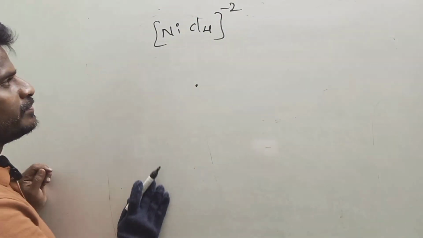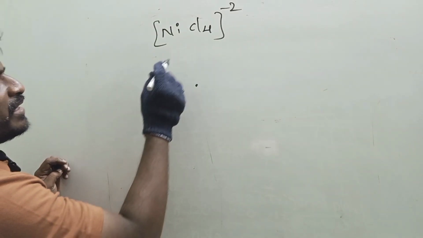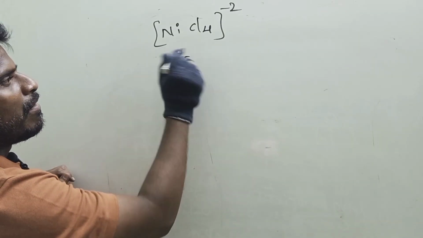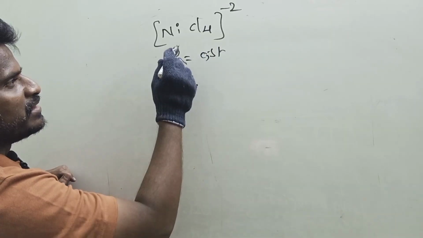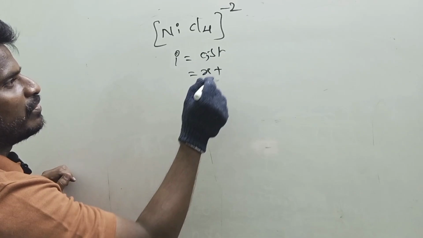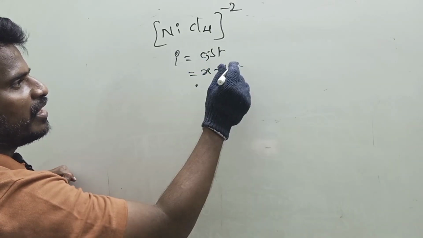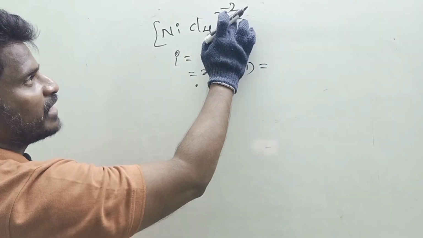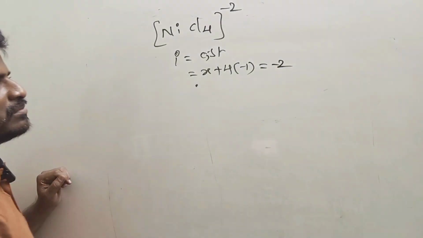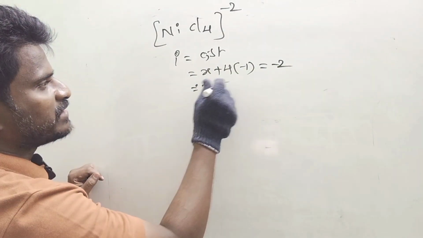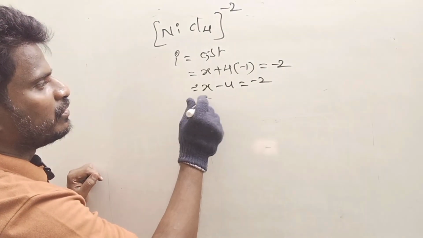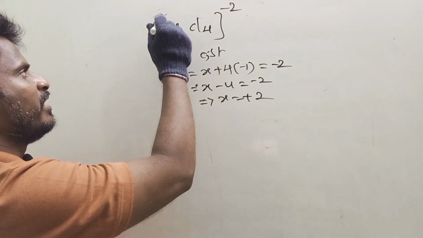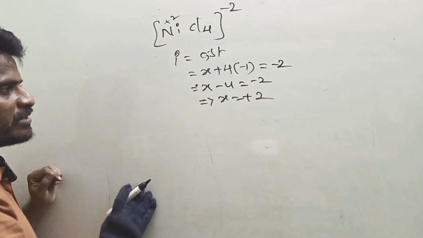Tetrachloronickelate ion. Its primary valency is oxidation state. Nickel has X value. 4 chlorines are there. Each chlorine has -1 charge. Then the complex exhibits -2 charge. Then x minus 4 is equal to -2. From this, x is equal to +2. Nickel is in +2 oxidation state.